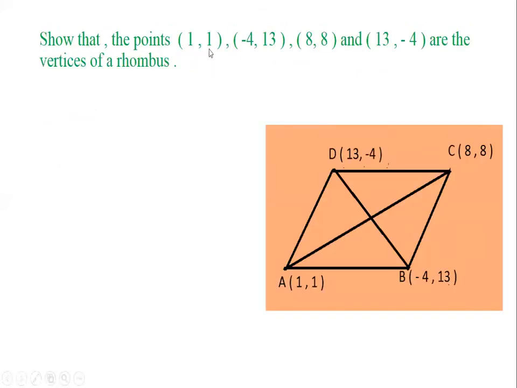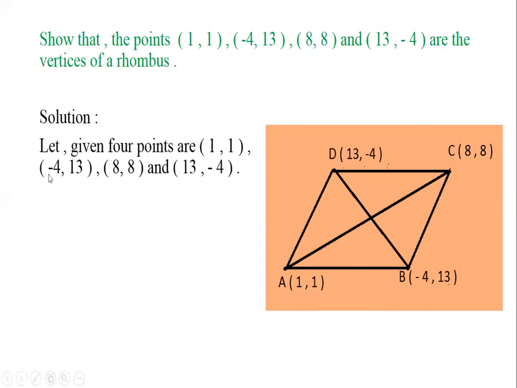Show that the points (1, 1), (-4, 13), (8, 8) and (13, -4) are the vertices of a rhombus. Let us draw a figure. Here, this indicates 4 points. Solution. Let the given 4 points are (1, 1), (-4, 13), (8, 8), and (13, -4).